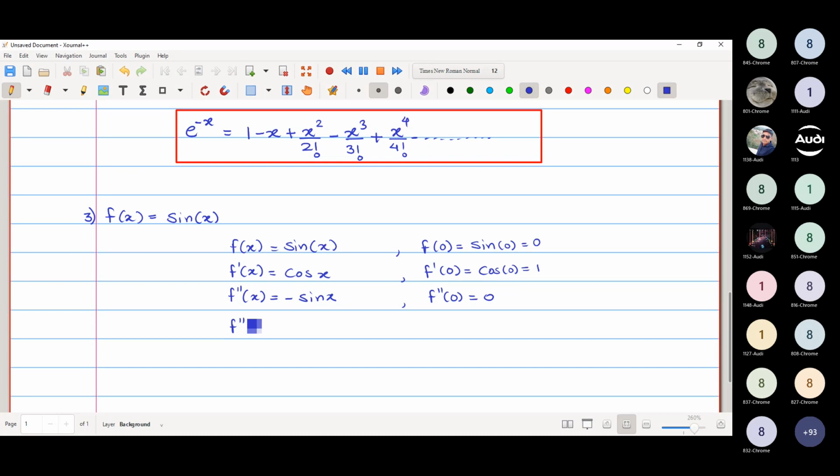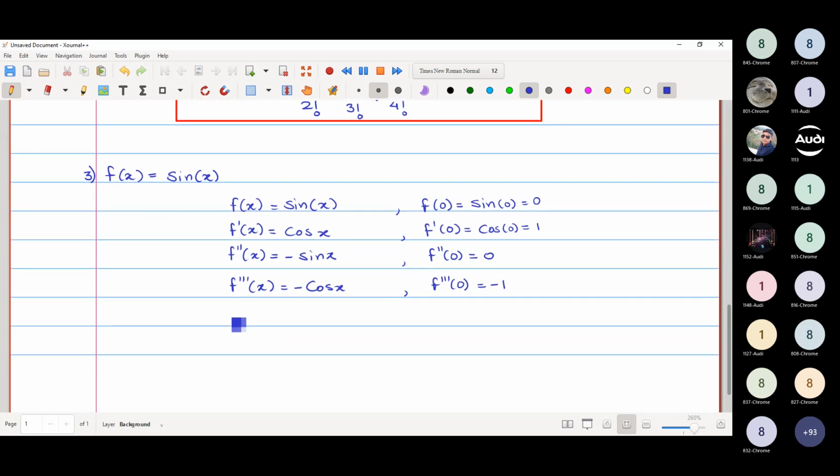Double dash of x: minus cos plus x, minus cos minus x. Now there will be a change: it will be cos x. Double dash of 0: minus will be 1, so it will be minus 1. What will be the next one? Minus sin x, plus sin x. Yes. But still it will be 0 only because it involves sin.